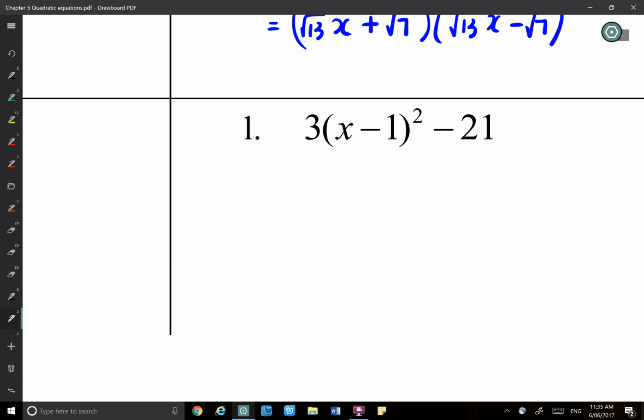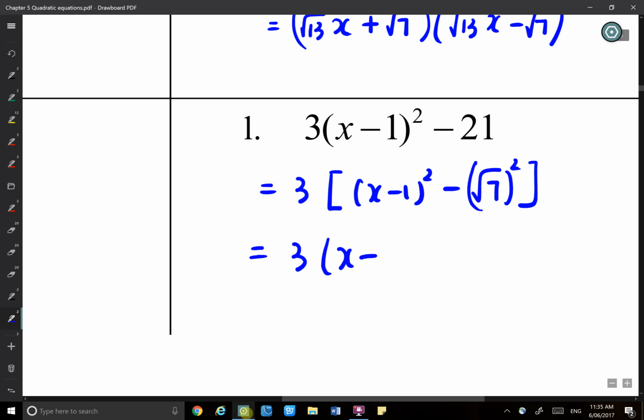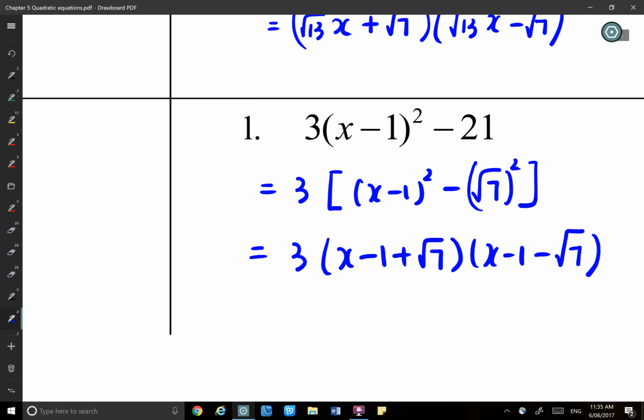Next one, first check both terms. Is there any common factor? And yes, there is a common factor 3. So 3 times x minus 1 squared minus 7. So 7 can be written as square root 7 squared, that form. And you have a squared minus b squared. So it's a plus b and a minus b. You must take the 3 out first and then try to factorize.